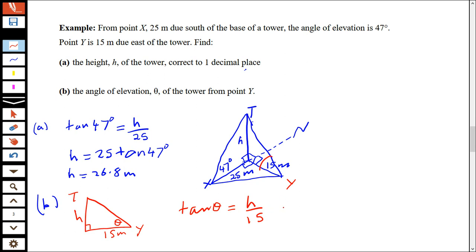Okay, so that gives me, actually no, we want theta, so hang on. When I do this, I'm going to use the exact value for h. So I'm not going to use 26.8, I'm going to put in 25 tan 47. I'll get a more accurate answer that way. Divided by 15. So let's work that out. So that's going to give you tan theta. So 25 times tan 47 equals, divide by 15 equals. So it's going to give you 1.78.